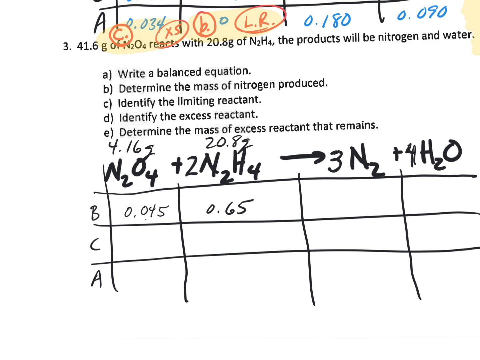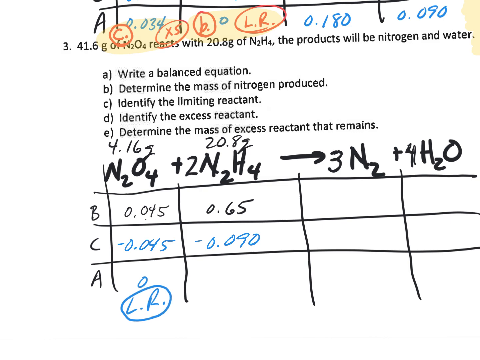I think it's pretty obvious, honestly. Okay, so if I was to use all of this 0.045 moles of this ingredient, I need 2 times that of the N2H4. I need 2 times that number. So 2 times that number is 0.90. The answer is clear, which is going to be the limiting reactant. It's this one. Okay. All right.